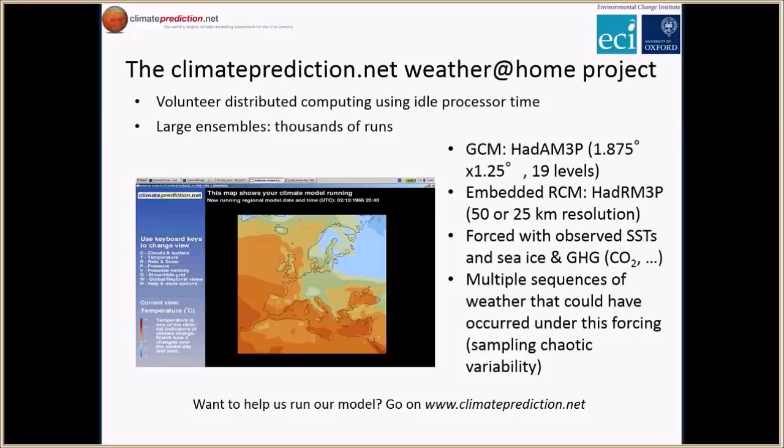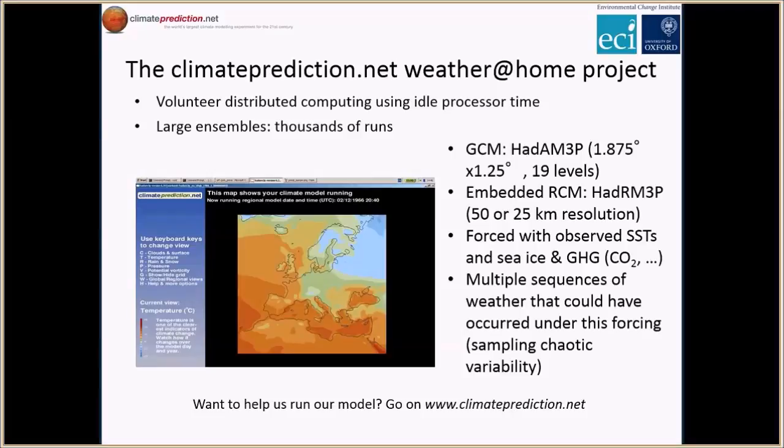climate model simulations. So the setup consists of a global climate model, HadAM3P, at roughly 150 kilometers, and then over sub-regions such as Europe here, a regional climate model, HadRM3P, which is the same that was used in the Hindcast as well, typically at 50 or 25 kilometers.